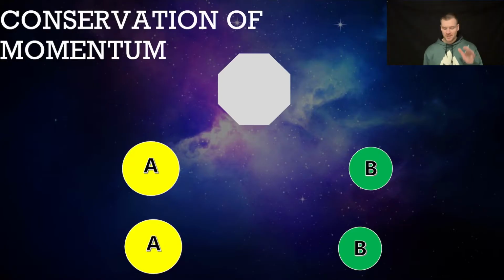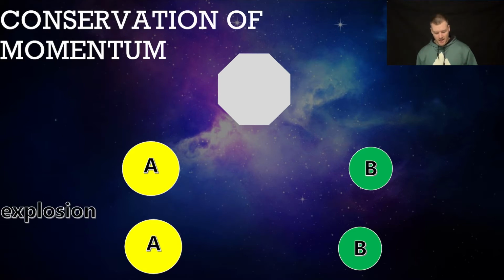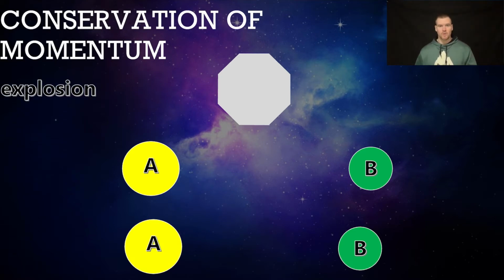Let's apply it to these three scenarios. I'm going to use some pretty easy numbers just to get across the idea. There's three types of collisions we can have. We have an explosion, which is where something's going to be breaking apart or pushing against another, kind of like the hammer and the astronaut.